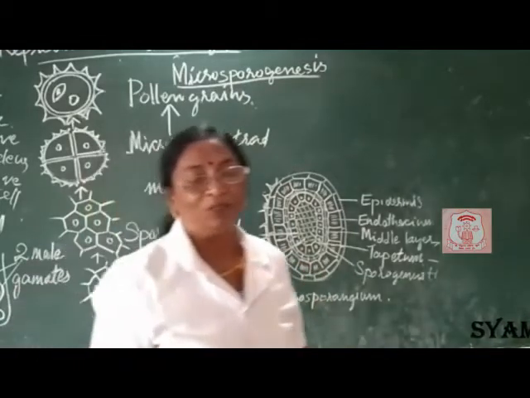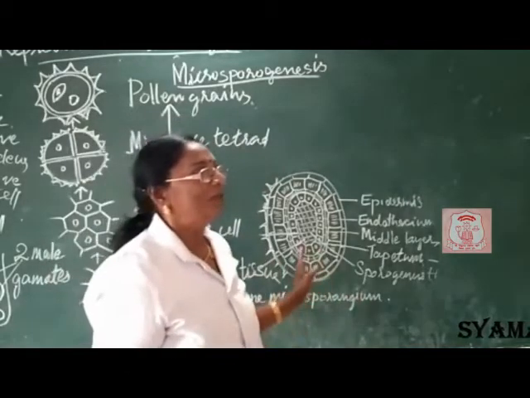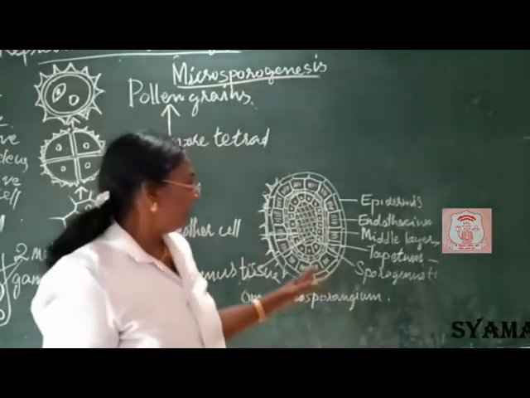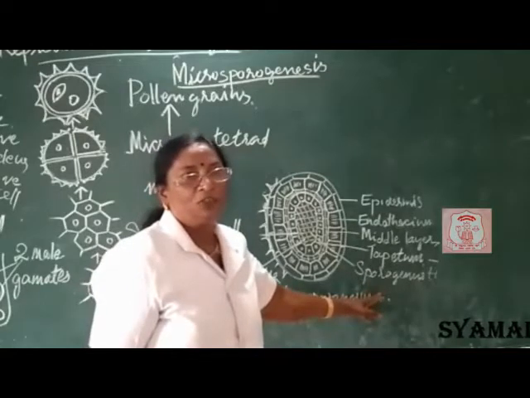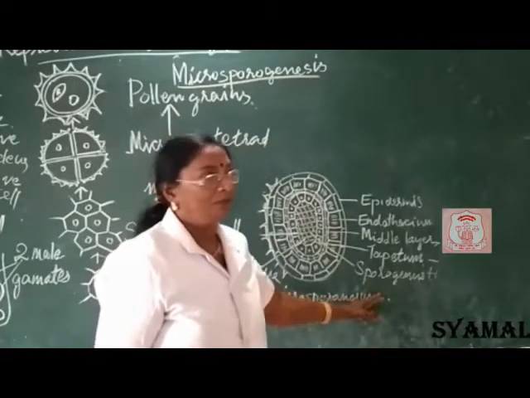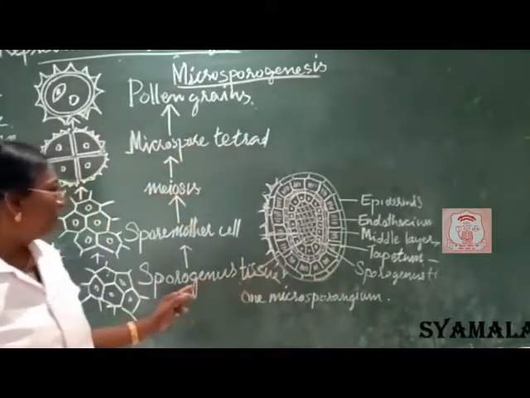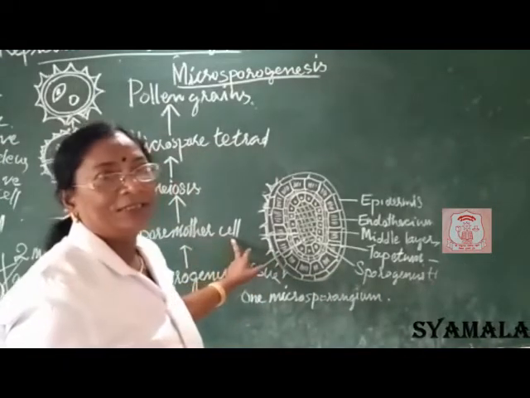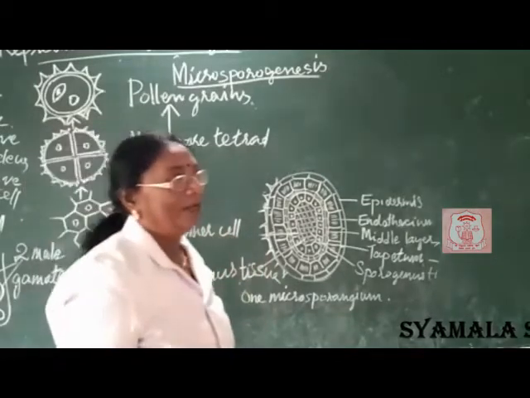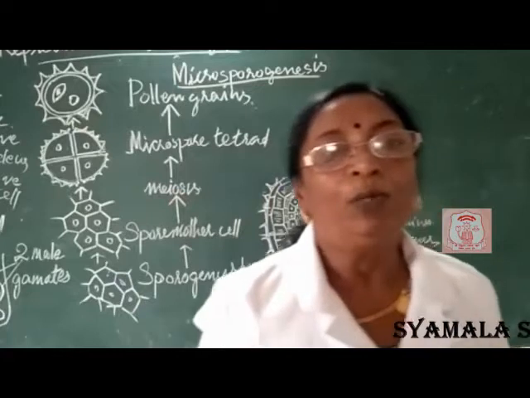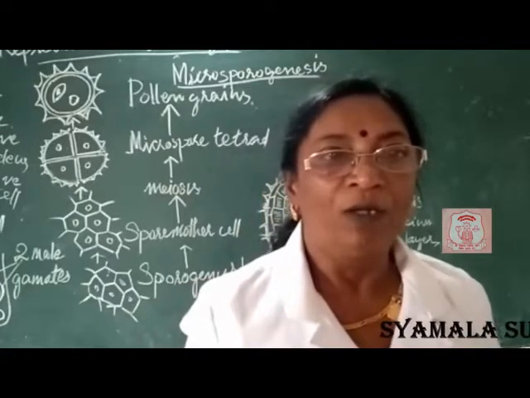As the stamen develops, we can see that the inner region of the microsporangium is occupied by a homogeneous mass of tissue called sporogenous tissue, which is diploid in nature. And this sporogenous tissue then develops into spore mother cells, which are also diploid. And this microspore mother cell now undergoes meiotic division or reduction division and produces a tetrad of spores.